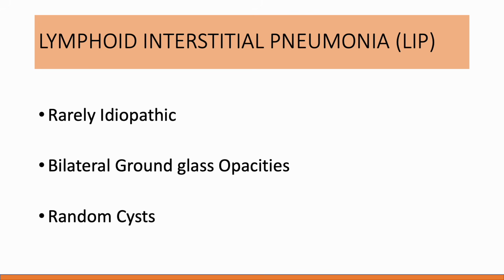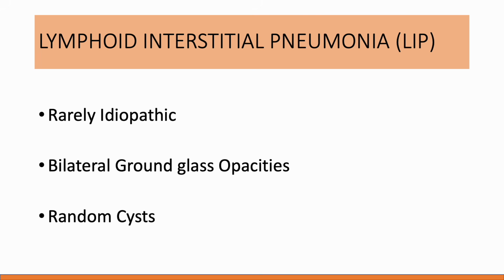Coming to the next pattern, the lymphoid interstitial pneumonia. Lymphoid interstitial pneumonia is a spectrum of reactive pulmonary lymphoid hyperplasia. Very rarely you will get it as idiopathic, and it will mostly occur secondary to other problems like connective tissue diseases, especially Sjogren syndrome, SLE or rheumatoid arthritis, a lot of immunodeficiencies, HIV, EBV virus, and other immune disorders.